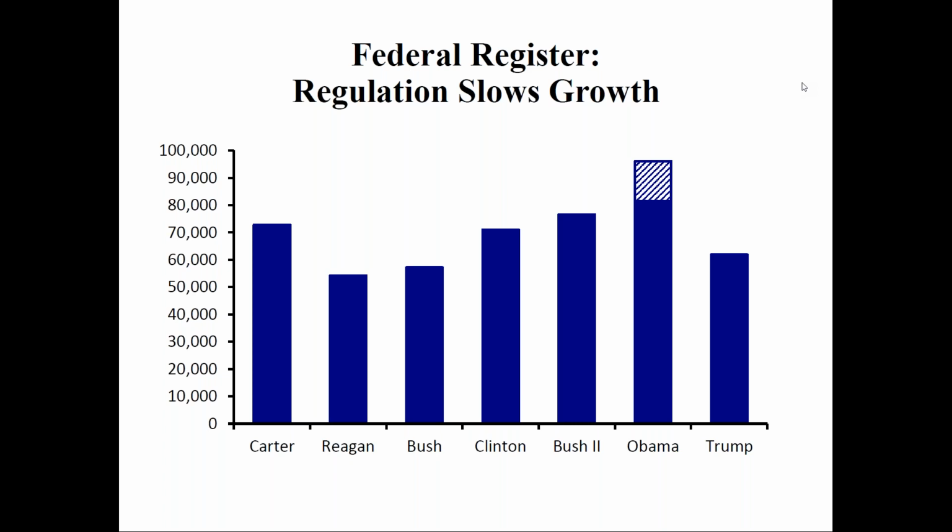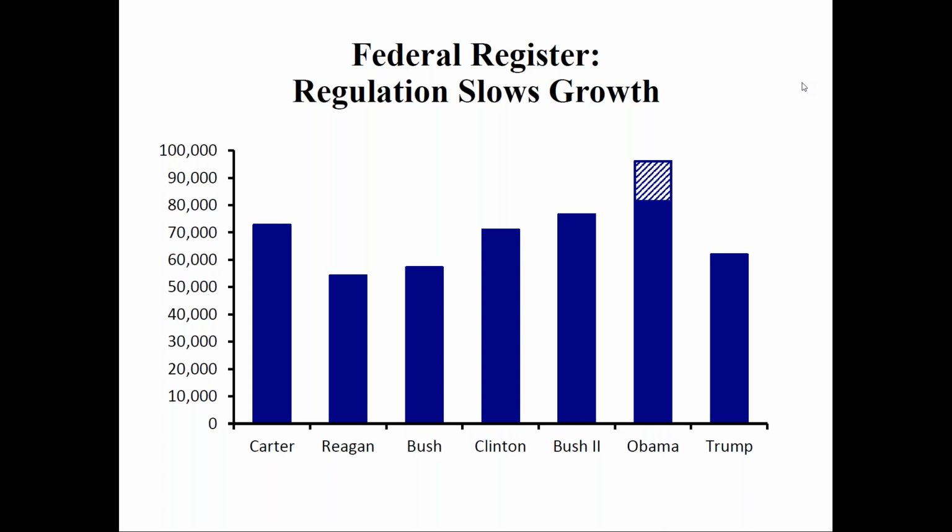Bush Jr. up in the 75,000 range, and Obama, you'll see the dark blue line was at about 82,000, but in 2016, the last year of his administration, it set an all-time record of 96,000 pages. There was a regulatory rush, and it's not surprising that growth diminished in the face of that.